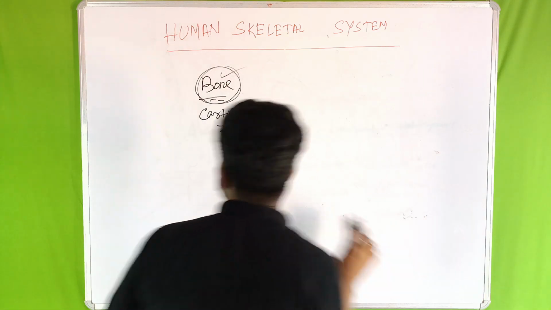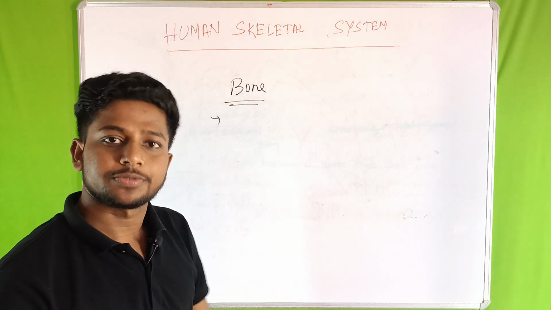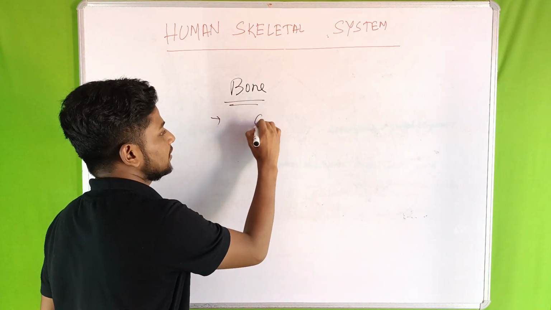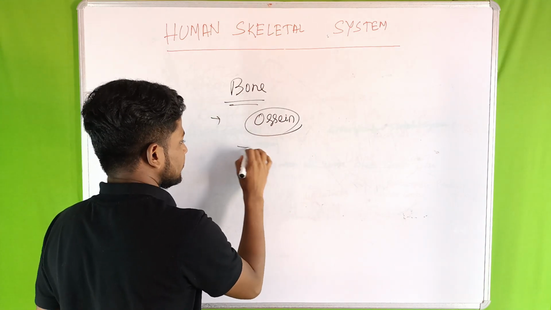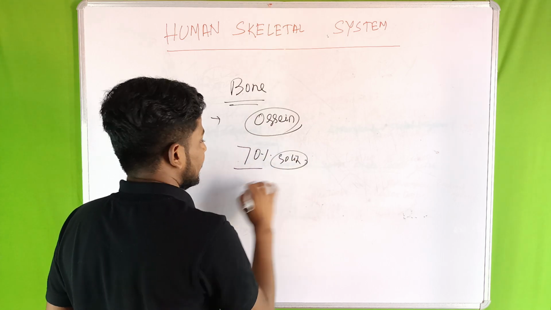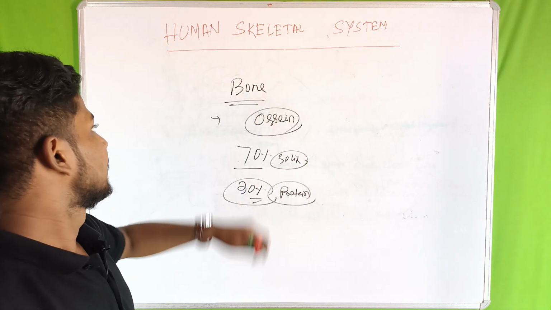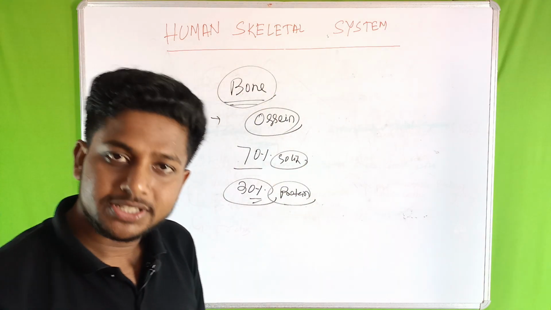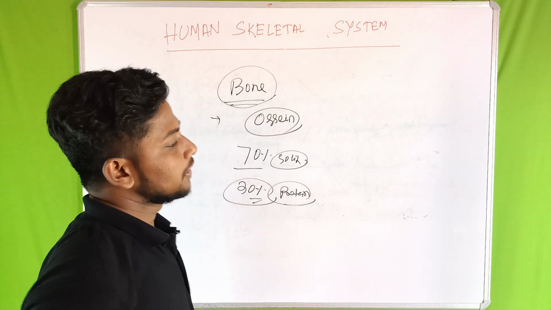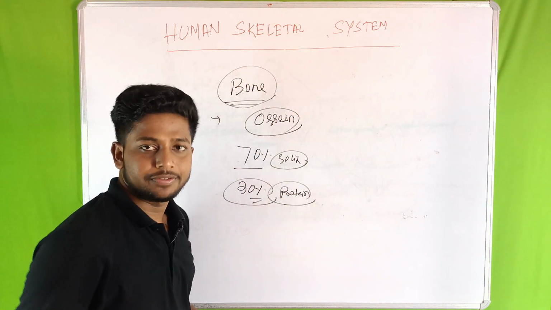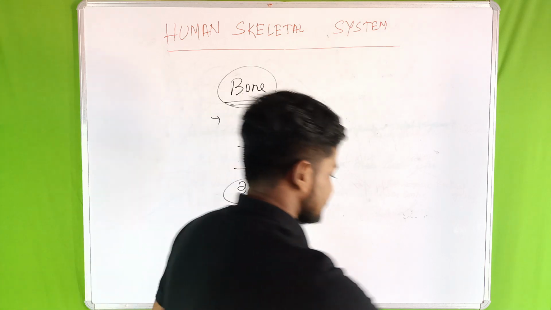Okay, then bone. It is the hardest substance of the body, and it is made up of a protein that is called ossein protein. It is composed of 70% solid material and 30% protein material. Other systems are also found in bone, called the Haversian system and Volkmann's canal, for deeply seated bones present in the different body parts. Bones are also classified into different types: spongy bones, compact bones, and pneumatic bones.